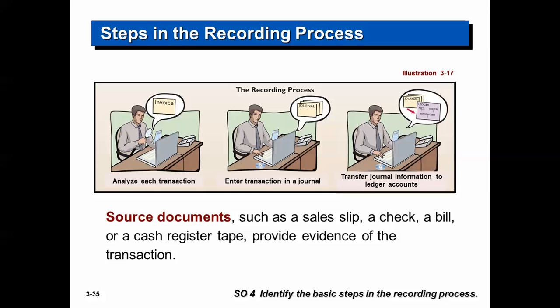We take the source document from what happens, a sales slip or a check or a bill that provides evidence. We analyze each transaction and we enter each transaction into a journal, and then we transfer that journal information to the ledger. Now, in part two, we will look at entering into a journal, and in part three, we will look at putting it into a ledger. How do we do this?